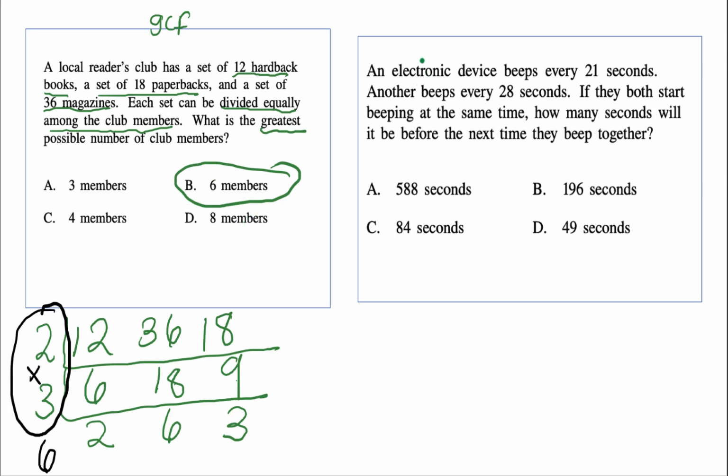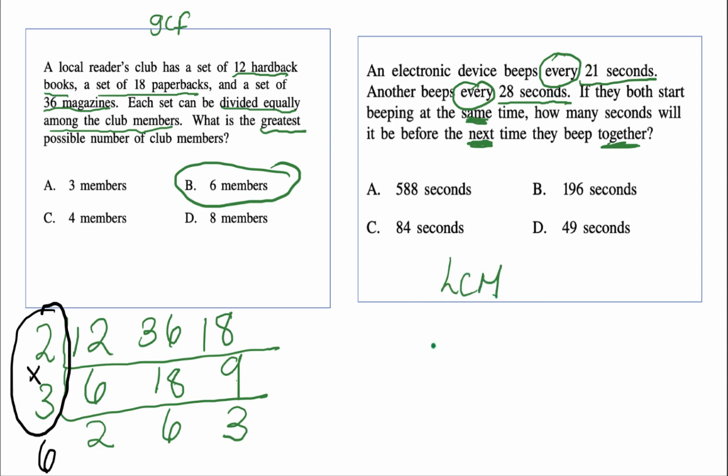Let's try that again. An electric device beeps every 21 seconds. Another beeps every 28 seconds. If they both start beeping at the same time, and I see that word same time, notice I see that word every right here. How many seconds will it be before the next, that's another keyword, next time they beep together? Now, all of these words indicate that this is going to be an LCM.